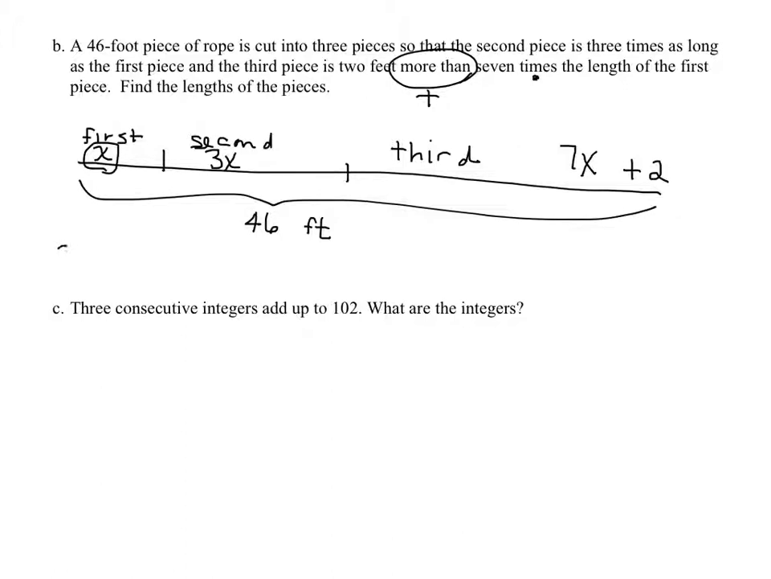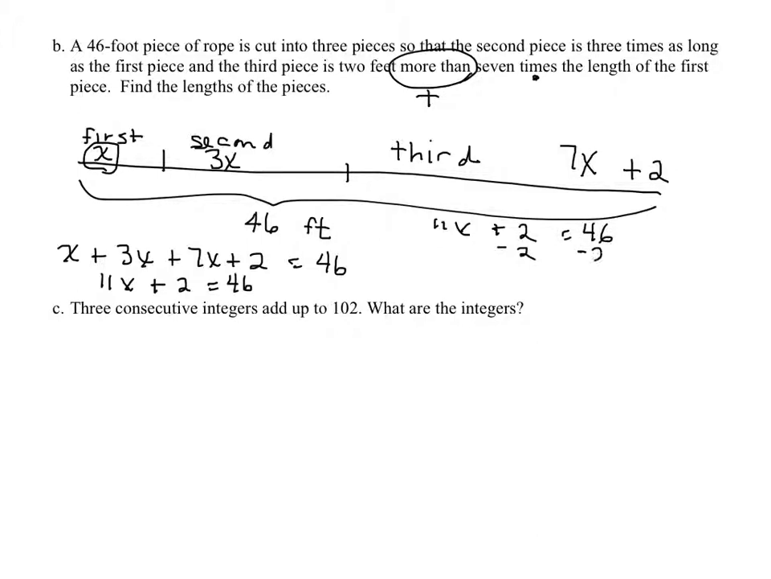So here's my equation: x plus 3x plus 7x plus 2 is equal to 46. Combining like terms, 11x plus 2 equals 46. Subtract 2 from both sides. Now sometimes you guys might be getting so good that you don't need to even write that minus 2 and you get to this result. That's fine. So I'm going to divide both sides by 11 and I get x is equal to 4.